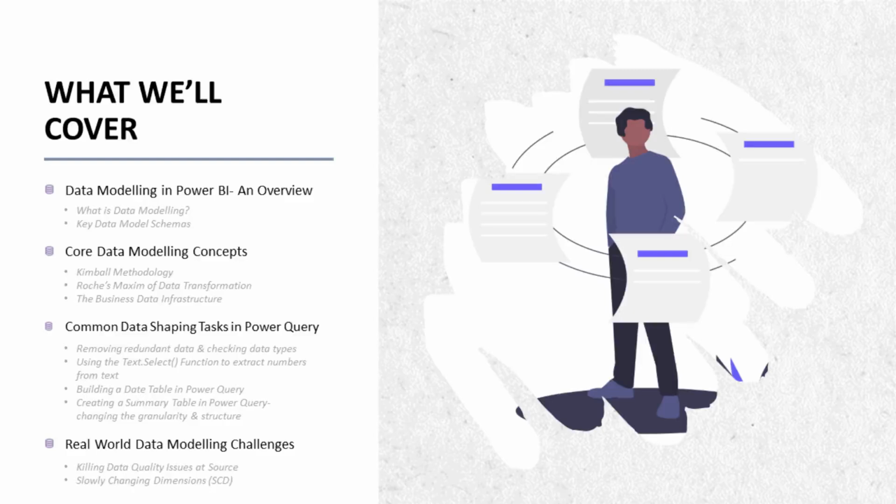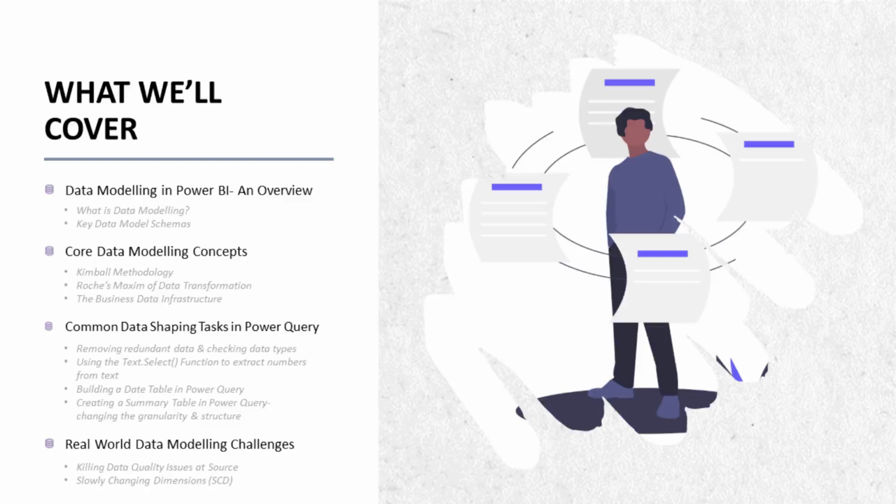From there, we'll look into some core data modeling concepts. So things like the Kimball Methodology, the father of dimensional data modeling, and the star schema, which is the most effective way to model your data in Power BI. From there, I want to look at Roche's maxim of data transformation. I'm going to tie that in with how you really want to shape your data business infrastructure if you really want to do things in the most efficient and collaborative manner.